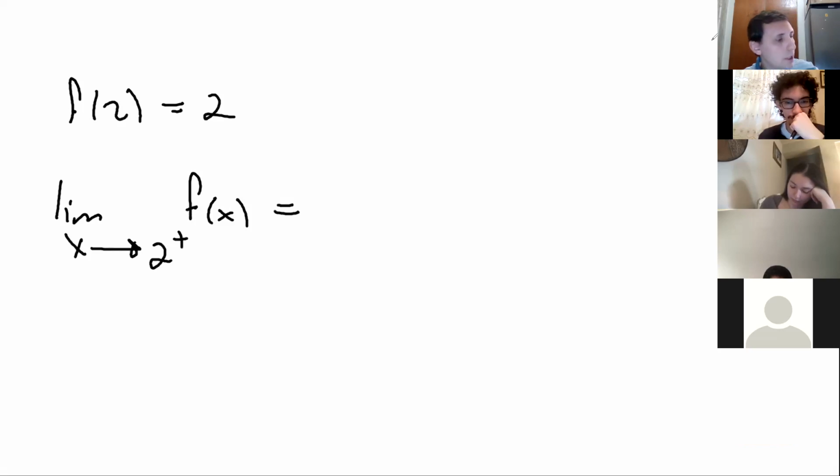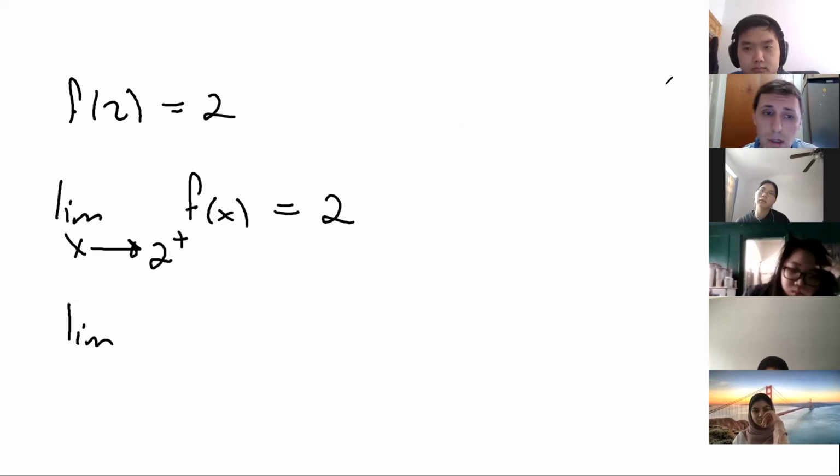Exactly, that's 2. In other words, if I jump slightly higher than 2, I fall back down to the floor 2, right? This means right continuous. If the right-hand limit equals the function, that's called right continuous. You see why? The limit from the right is the same as plugging in the numbers. So the function is already right continuous everywhere.